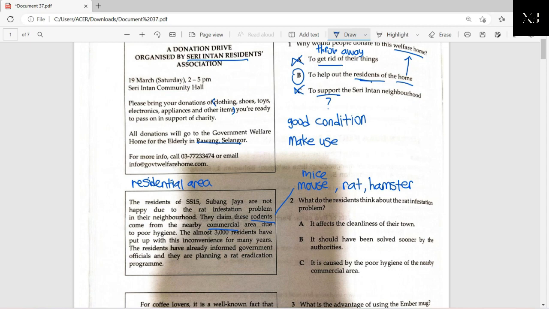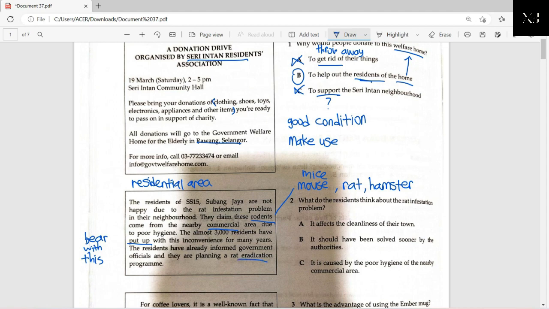Poor hygiene. What is hygiene? Hygiene is your cleanliness. If you don't clean yourself properly, or if you don't make sure a place is clean, rats are bound to come. Okay, poor means not good. In this context, it means not good. It doesn't mean no money. Okay, the almost 3,000 residents have put up. Put up means they have borne with this situation, with this inconvenience for many years. The residents have already informed government officials, and they are planning a rat eradication program. It means they want to get rid of the rats.